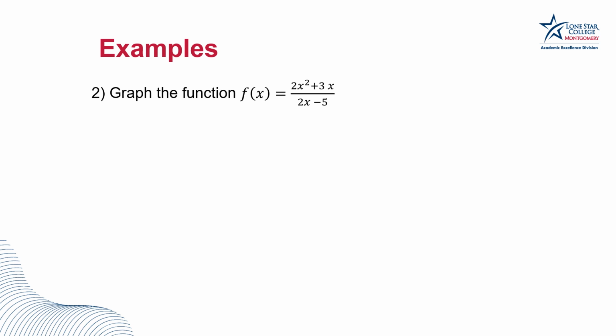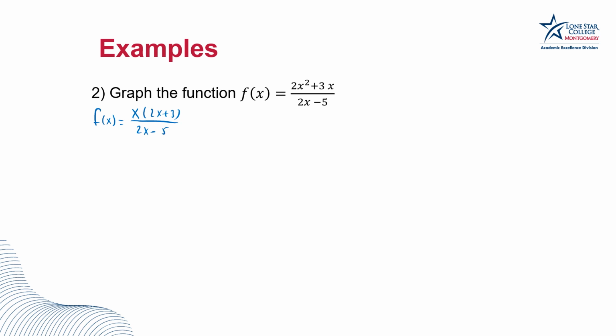All right, so let's look at another example. Graph the function f of x equals 2x squared plus 3x divided by 2x minus 5. So first thing we do is we want to simplify our function. So we can factor out an x on top. So we have x times 2x plus 3 divided by 2x minus 5.